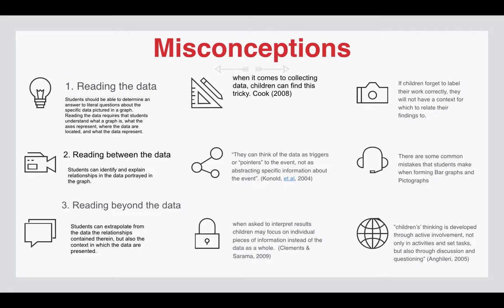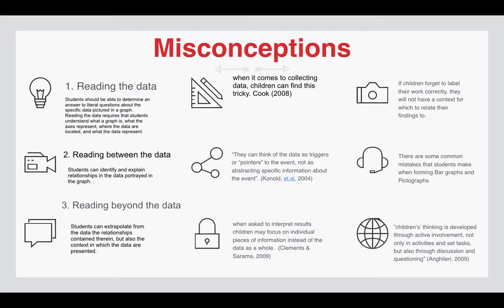Number one is reading the data. Students should be able to determine an answer to literal questions about the specific data pictured in a graph. Reading the data requires that students understand what a graph is, what the axes present, and where the data are located, and what they represent.